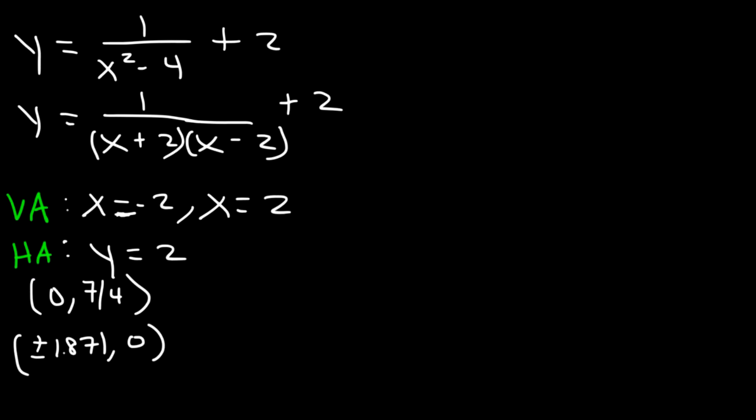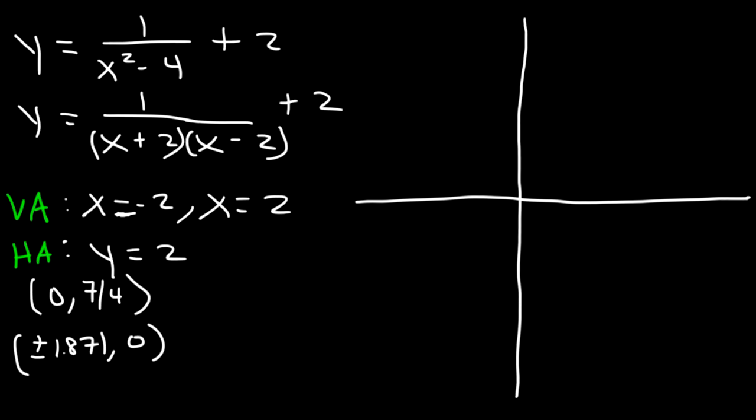So now that we have enough information to make a decent sketch of our graph, let's go ahead and do that. So first, let's begin by plotting the horizontal and the vertical asymptote. So we have a vertical asymptote at x equals 2, and also another one at x equals negative 2. The horizontal asymptote is at y equals 2. So here it is.